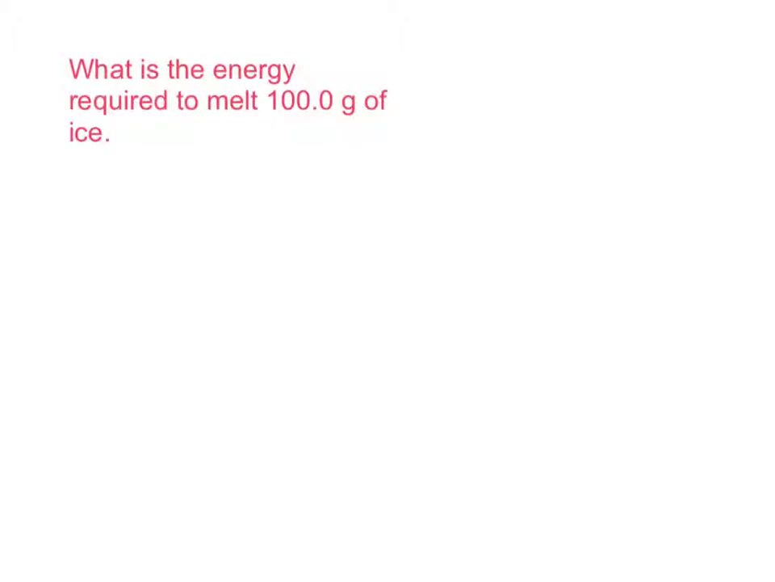Okay, in this problem, let's see what is the energy required to melt 100 grams of ice. So you'll notice here that there is not any sort of temperature in there, so we're most likely dealing with a heat of fusion. We also see this word here, melt, which tells us it's going to be a phase change. So melting indicates that it's going to be going from a solid to a liquid.